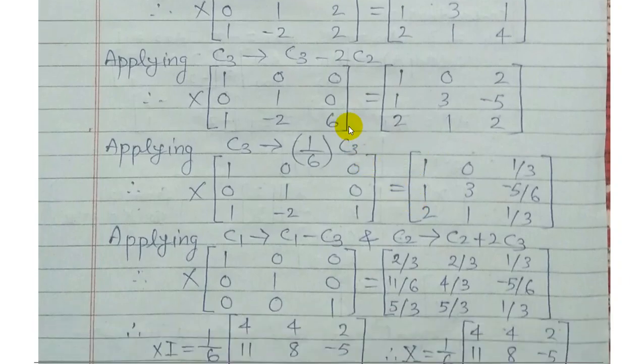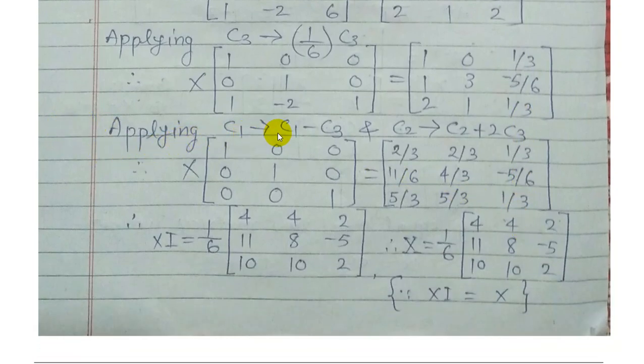After this we want 1 in the third column, so dividing by 6 in column 3 only. So applying C3 changes to 1 by 6 into C3. This means dividing by 6 in column C3. Therefore, X into column 1 as it is 1 0 1, column 2 as it is 0 1 minus 2, and column 3 dividing by 6 we get 0 0 1, equals 1 1 2 same, 0 3 1 same, and here 2 by 6, that is 1 by 3 in simplest form, minus 5 by 6, and 2 by 6, that is 1 by 3 in simplest form.